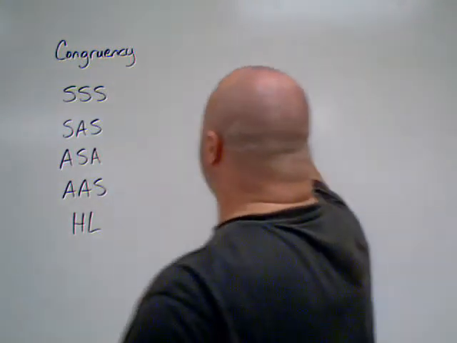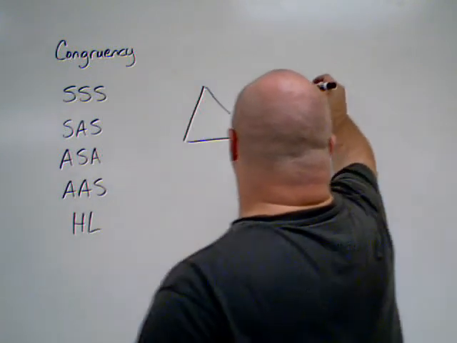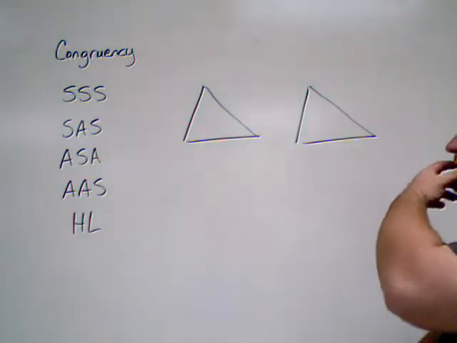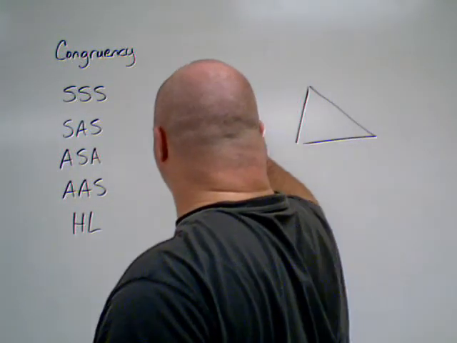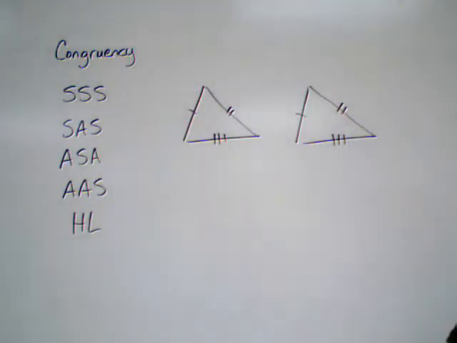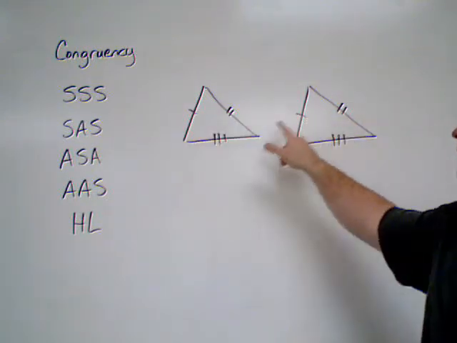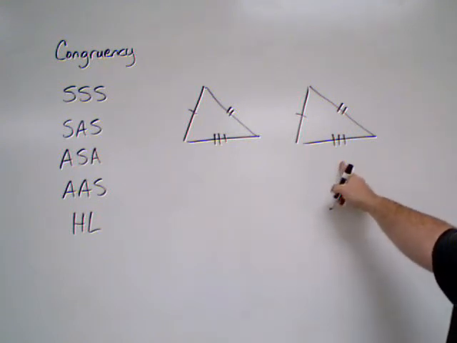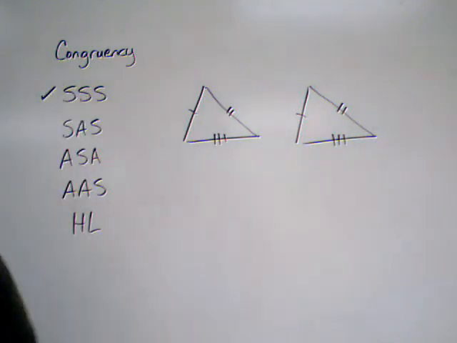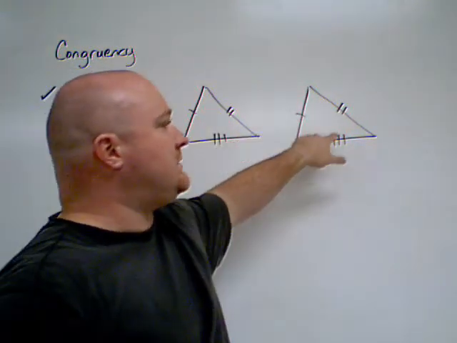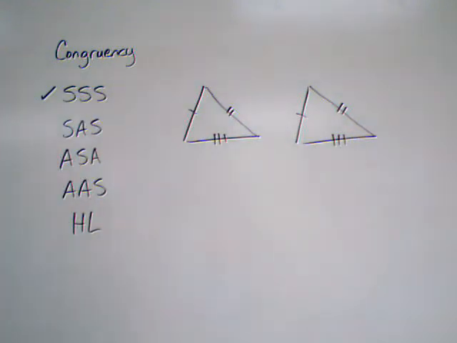If I have 2 triangles, and these won't always look the same because I'm drawing them quickly, and I have congruency marks like this. If I can match up all 3 pairs of sides, that proves that these 2 triangles are congruent based on side, side, side. It's just like it sounds: side here, side here, side here, and they match in the corresponding triangle. That proves side, side, side.